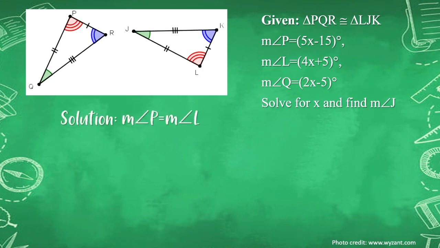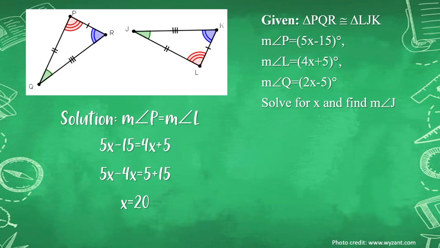Here's the solution. Since angle P is congruent to angle L, which were our given measures, we can create an equation to solve for x, such that 5x minus 15 is equal to 4x plus 5, as the measure of angle P and the angle L respectively. By addition and subtraction property of equality, we can rewrite the equation as 5x minus 4x is equal to 5 plus 15. And by simplification, we can now show the value of x is equal to 20.